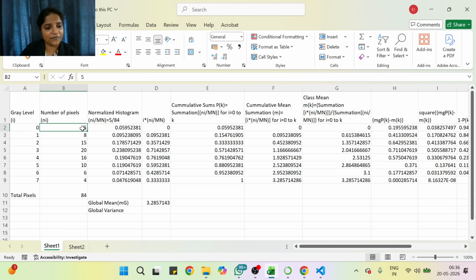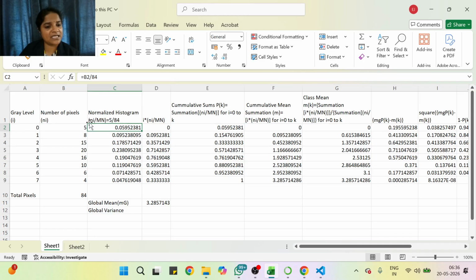The number of pixels in the image that has gray level 0 is 5. The number of pixels that has gray level 1 is 8. The number of pixels that has gray level 2 is 15. So this is the value of Ni. Hope it is clear to all of you. This is the initial histogram calculation. What is the next step? The next step is to calculate the normalized histogram.